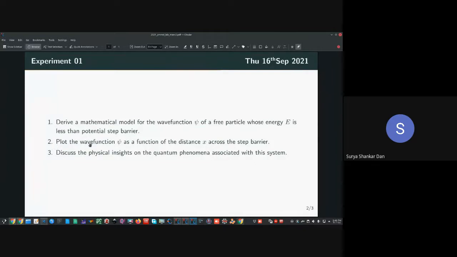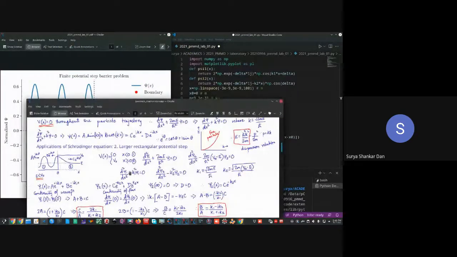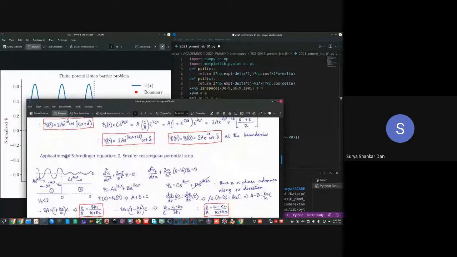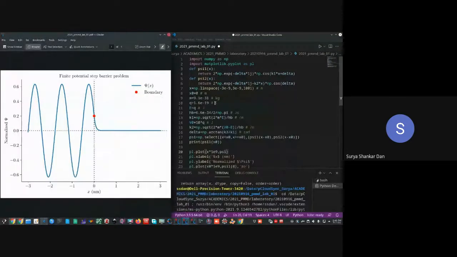Okay, so that was number 2. We have written the code and we have shown the functions. Now comes the very, very important part. Discuss the physical insights on the quantum phenomena associated with this system. Now, this is something which is not so evident when we are trying to do the modeling in the class. In this mathematical model, it is not so clear. Now we will see how it changes.